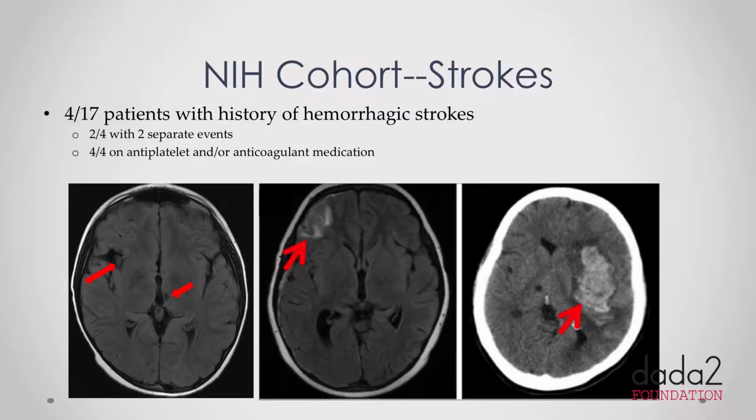Not only do we see the ischemic strokes, but we do have 4 patients in our cohort who have had hemorrhagic strokes as well. 2 of the patients have had 2 separate events, so we've seen 6 total hemorrhagic strokes. When we've done an analysis, all 4 of them were on some sort of antiplatelet or anticoagulation medication at the time of their hemorrhagic stroke. Notably, though, there are patients out there who on no anticoagulation have had hemorrhagic strokes as a presentation of DADA2.